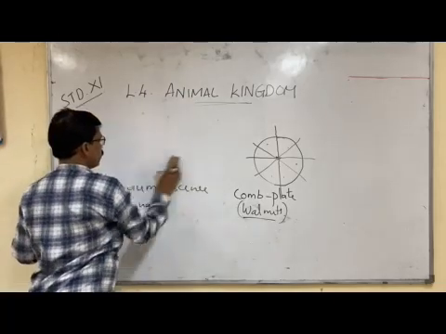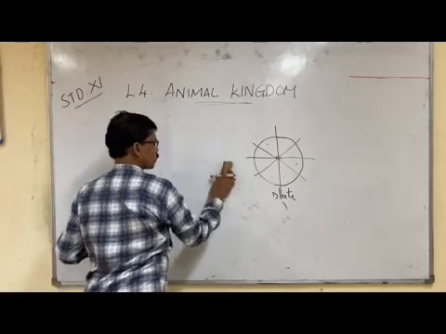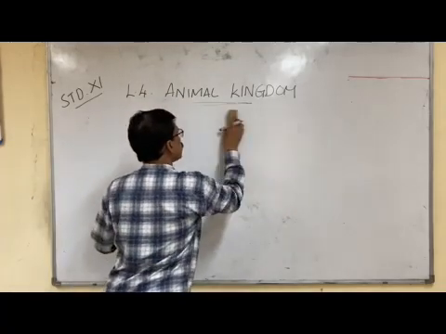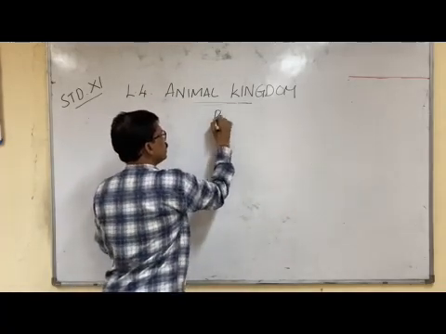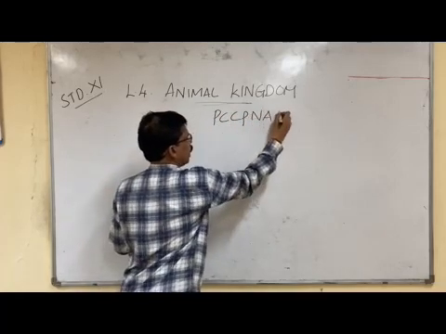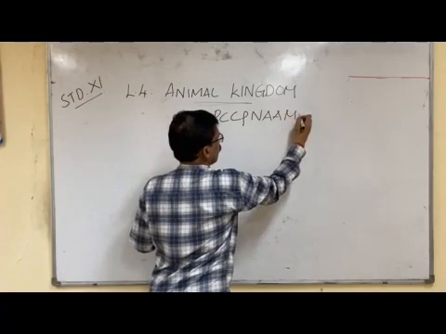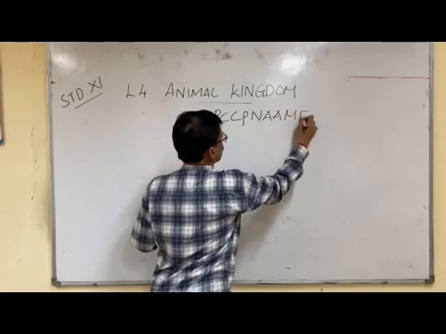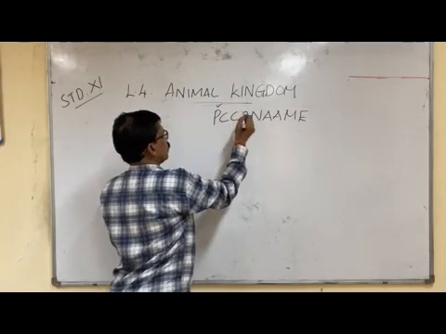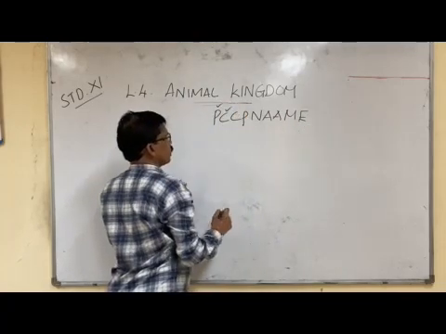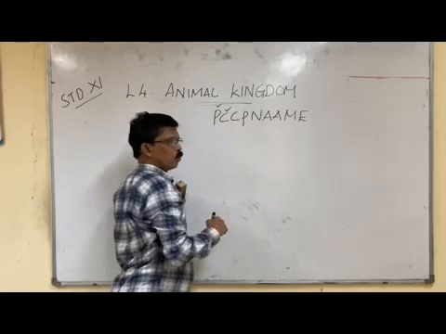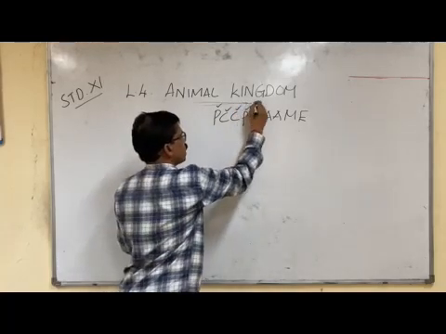Now the fourth phylum comes. So what is our short form of the non-chordates? P-C-C-P-N-A-A-M-E. PCCP name. So Porifera is over. Phylum Cnidaria or Coelenterata we had already completed yesterday. Now Ctenophora, C is over. Now the next one is Platyhelminthes.